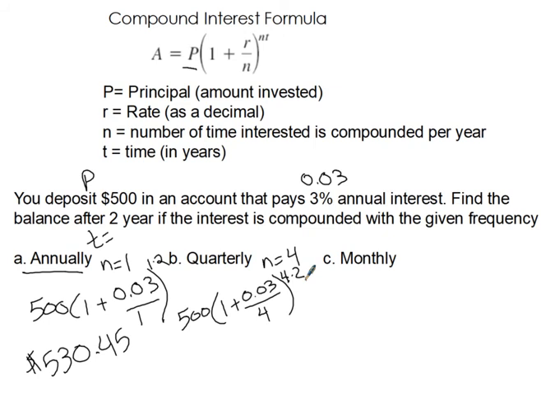So now I would make sure I take the 0.03, divide that by 4 first, add 1 to that, raise it to the 8th power, multiply it by 500, and I get that to be $530.79, which probably rounds up to 80 cents, but a little bit better quarterly than it was annually.